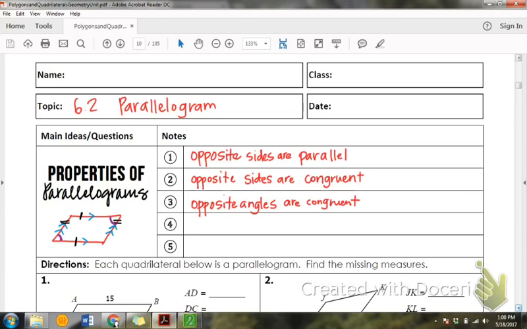Okay, so my diagram's getting a little messy. And then we know that the other two angles are congruent, so we're going to draw two arcs and two arcs. Because if we just draw one, that means they're congruent to each other. So one pair of corners has one arc and another pair of corners has two arcs.